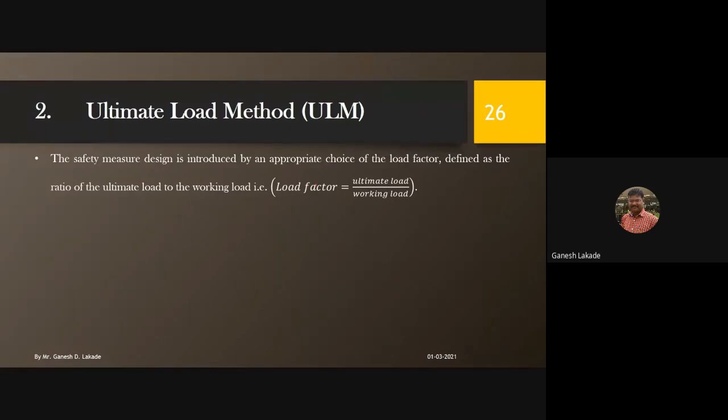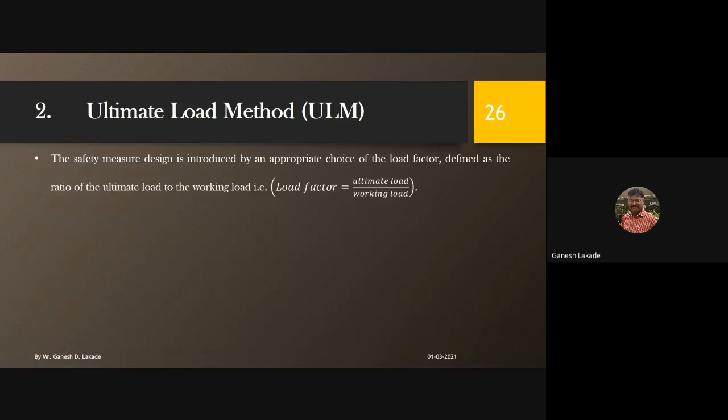The ultimate load carrying capacity of the material can be calculated just by performing experiments, and the working load you have to assume, or you can calculate based upon the codal provisions. So by knowing the ultimate load and the working load, you will be able to get the load factor. Or vice versa, by knowing the working load and the load factor, you can calculate the ultimate load. Or by knowing the ultimate load and the load factor, you can calculate the working load also. So anything is possible, you just must know two values.